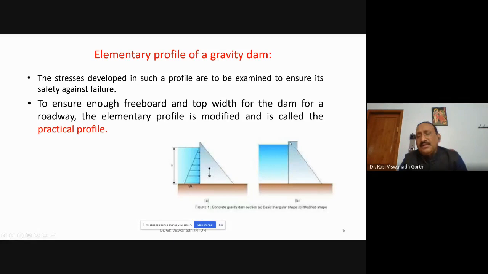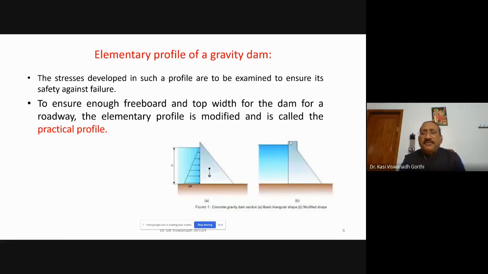Further, the top is not simply zero. The top width is not simply zero. Instead, you will be providing a little width at the top, because this will enable us to move over the body of the dam, which can be used as a roadway, maybe for inspection purposes, maybe for connecting the two banks. It could be a state highway, it could be a national highway also.